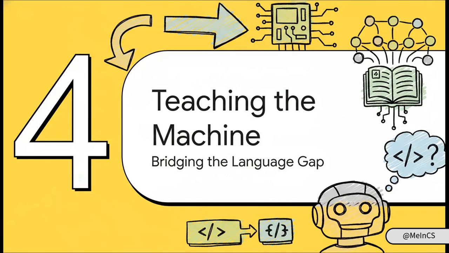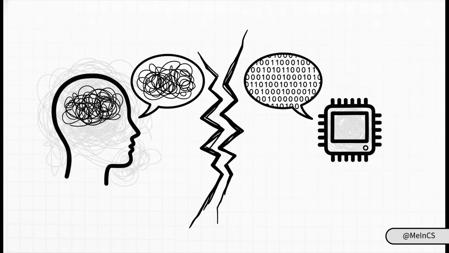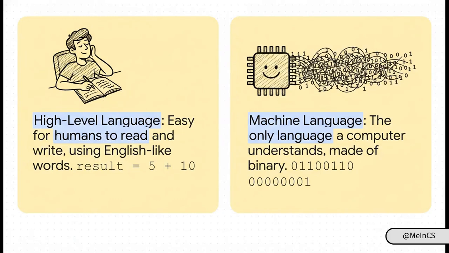Okay, so we've got our logical recipe, our algorithm, but that recipe is written in a language that makes sense to us humans. Now we face a pretty big problem. How in the world do we teach the machine to read it? And yeah, it is a huge problem. We think in words and abstract concepts. Computers, they think in electrical signals, on or off, 1 or 0. That's it.